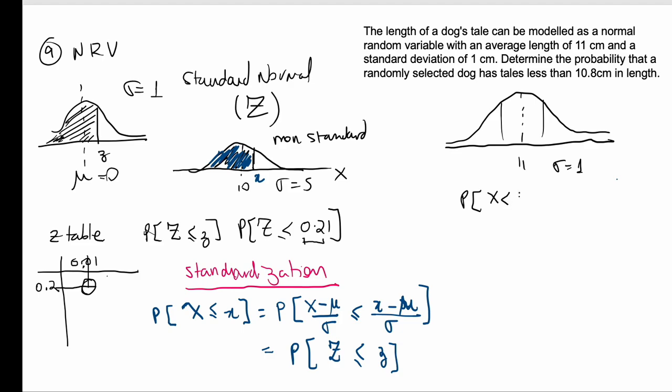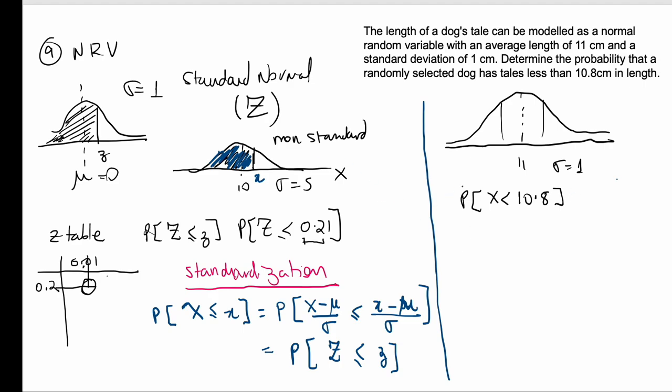So I'm asking this. This is what I'm asking. Okay? What's the probability of x being less than 10.8? Can I use the curve directly? The z table directly? No. Why not? Because this is not the standard normal. What do I have to do? I have to standardize. So what am I going to do? I'm going to do the procedure.